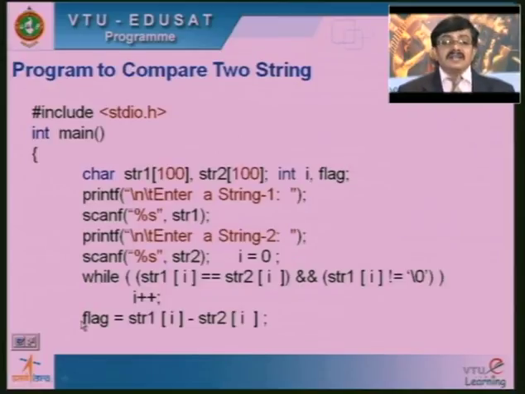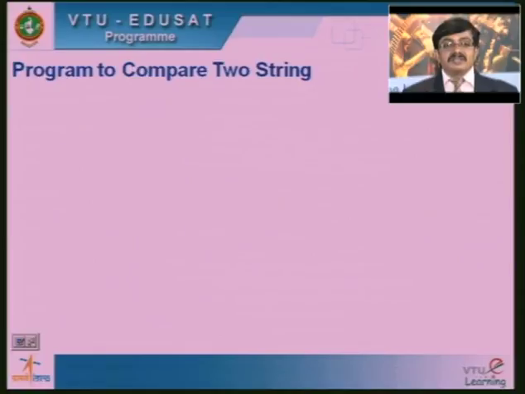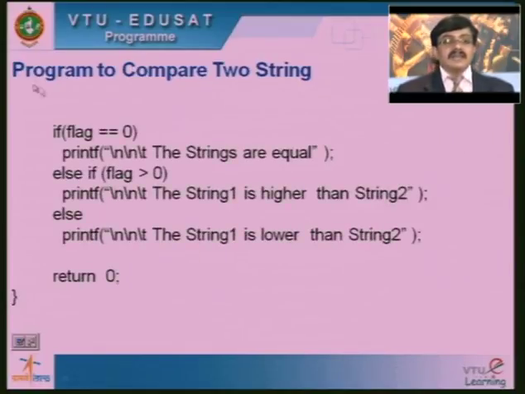Now based on the value of flag, if flag is 0, the strings are the same. If flag is a positive value, it means the first string is higher than the second string. Similarly, if flag is lesser than 0, it means the first string is lower than the second string. Based on those conditions we can print the result here. If flag is equal to 0, the strings are equal. If flag is greater than 0, it means we have got the positive value there.